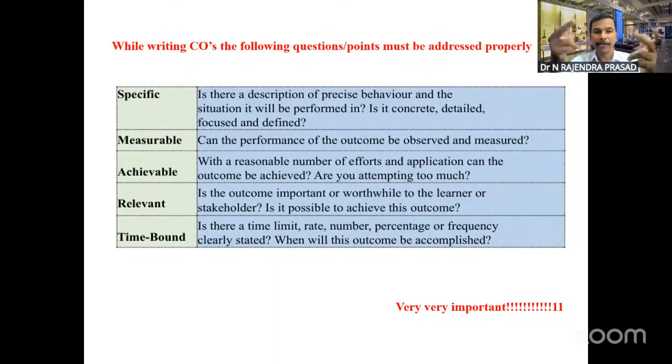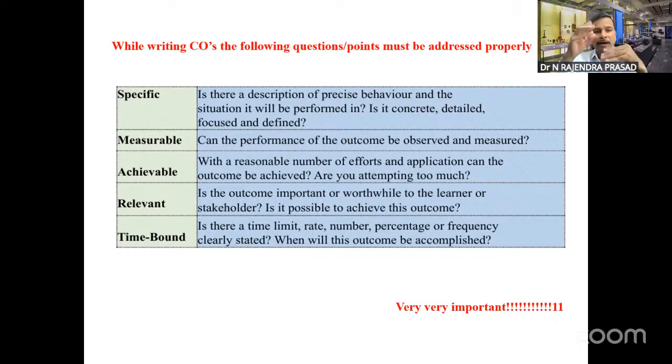You are conducting an internal assessment test. You will be doing the direct assessment or indirect assessment. Is it possible to measure the assessment level? Is it possible to measure the competency level of the student? That is very important. Then achievable.